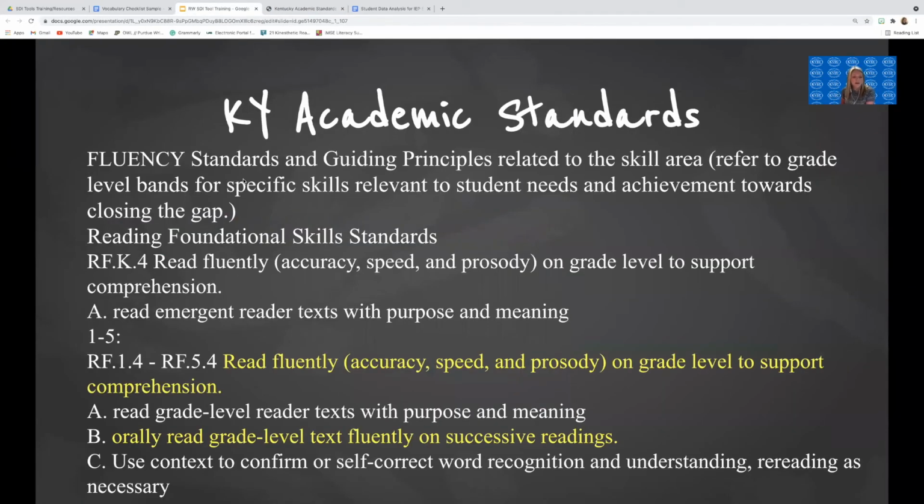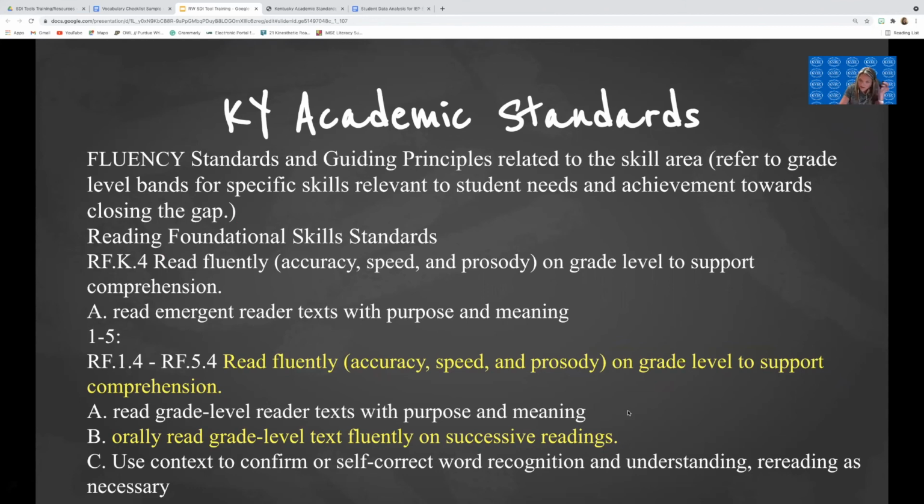And if you notice here, this one is the same for 1st through 5th. So they're going to read, so, she's in 7th grade, but we said she was roughly at the 5th grade level, but then also it could be all the way down. So we want her to be able to read grade level text fluently on successive readings.